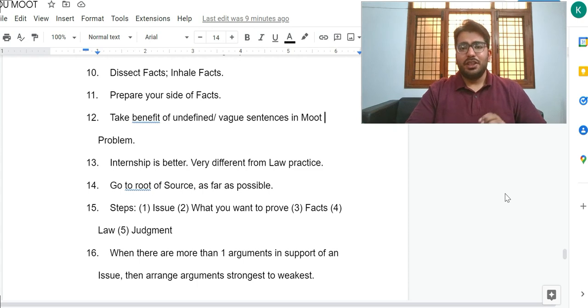So always keep all the arguments in your memorial, but do arrange them from strongest to weakest, and always argue the strongest first, because sometimes you may not have time left to argue that issue anymore. So just delve into the strongest point that you have on this issue and then jump on to the next issue depending upon how much time you have. So this is, guys, my last suggestion, and in fact the last of the list of suggestions that I have regarding moot court competitions.